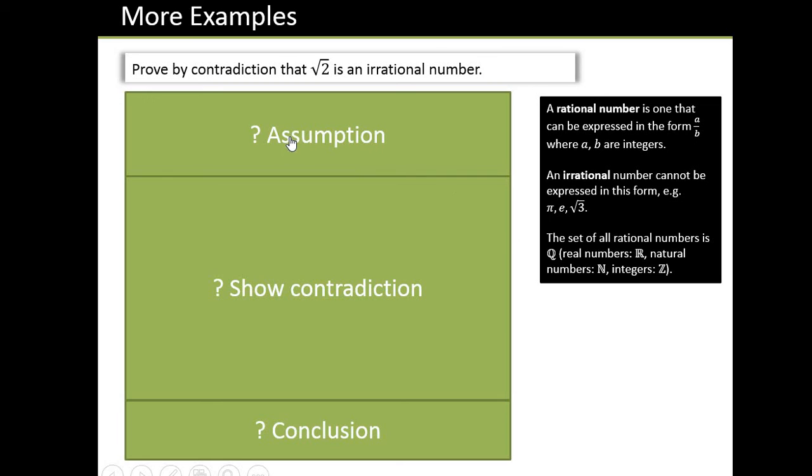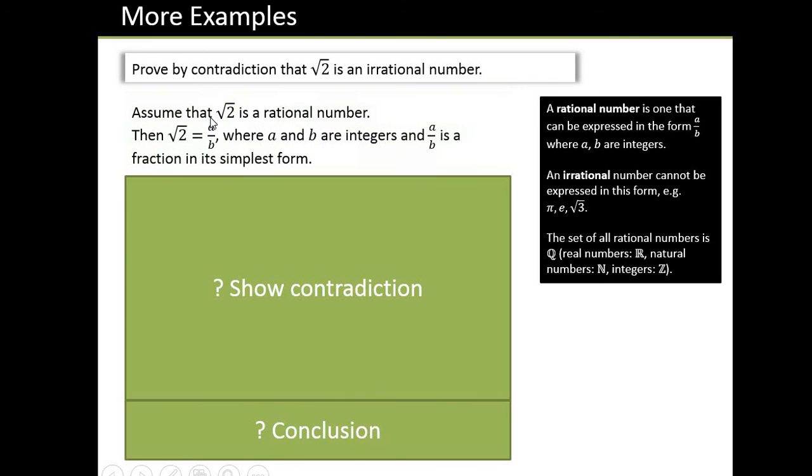So we're going to assume the negation of this. We're going to assume root 2 is rational.